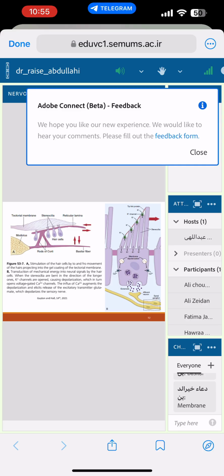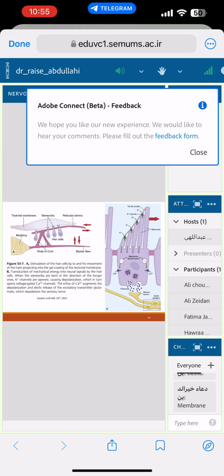Even it's hard to be observed using an electron microscope. So these connections are very, very small. And as you can see, the tips of these stereocilia are connected together. We have potassium ion channels here, which are connected together.